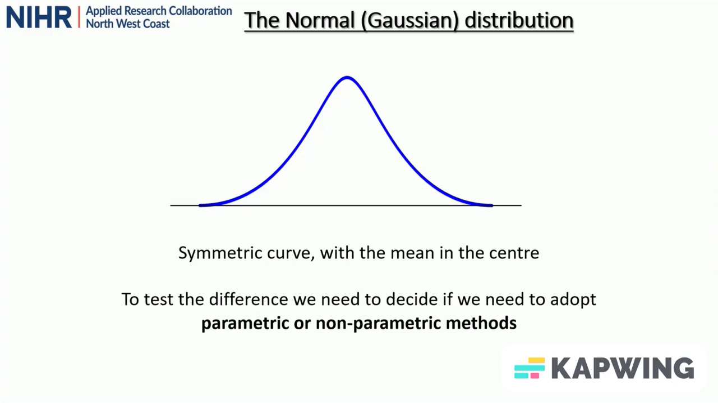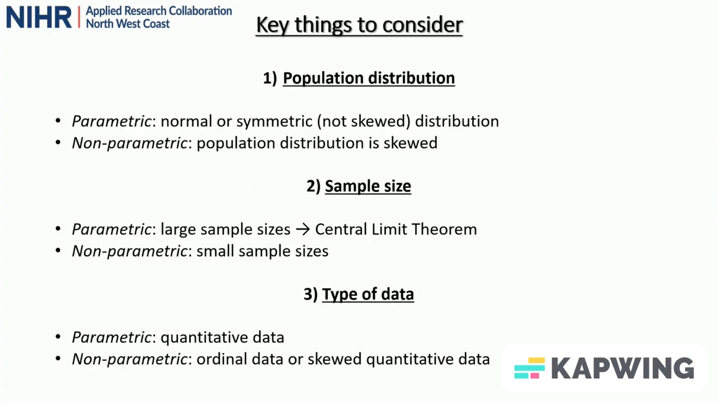Why does it matter for us? There are two sets of methods which we can use in inferential statistics. One set is the set of parametric methods, and the other set is the set of non-parametric methods. That means there are certain statistical tests which assume a distribution for your particular variable, and other statistical tests which do not assume a distribution for your particular variable. So understanding whether your variable follows a specific distribution will help you decide whether you need to adopt parametric or non-parametric methods. What are the key things to consider when you decide on a particular inferential test?